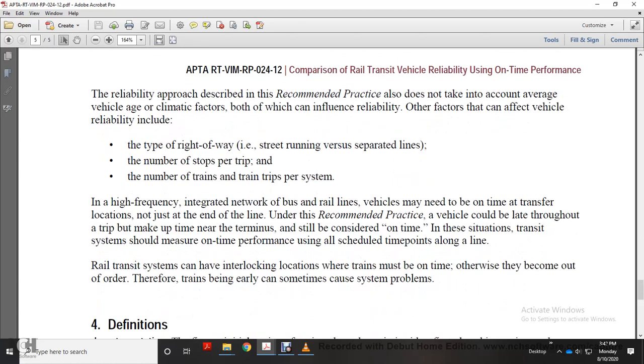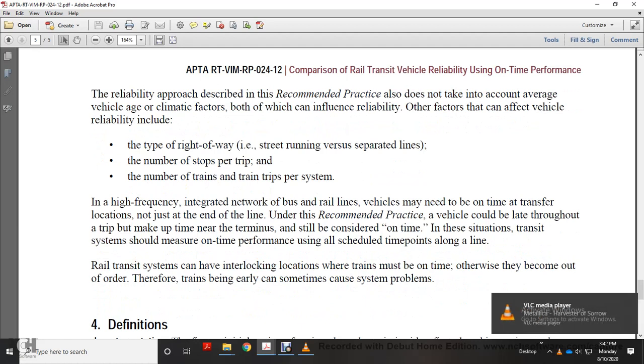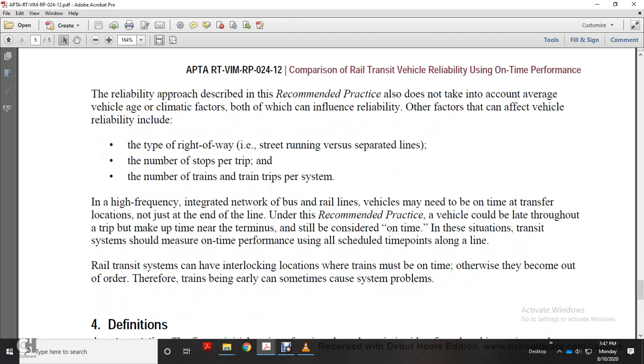The recommended practice also does not take into account the average vehicle age or climatic factors, both of which influence reliability. Other factors that can affect a vehicle's reliability include the type of right-of-way, such as street running versus separated lines, the number of stops per trip, the number of train trips per system, and high-frequency integrated networks of bus and rail lines.